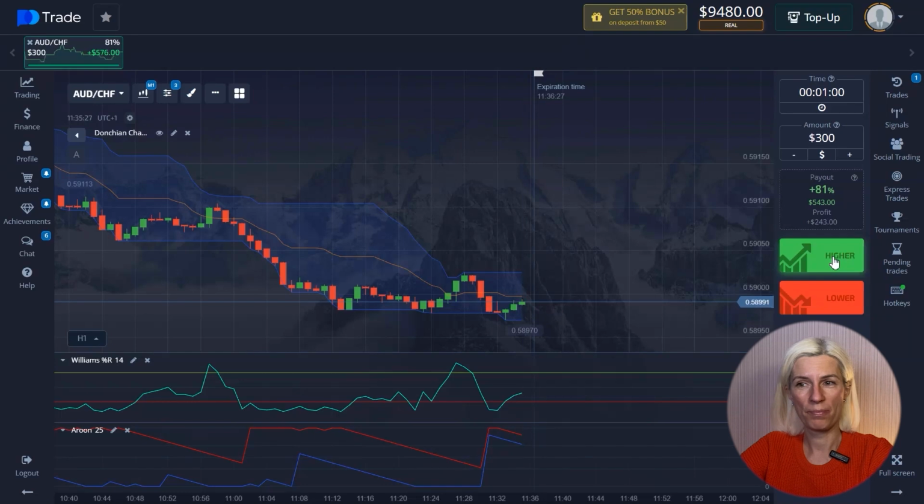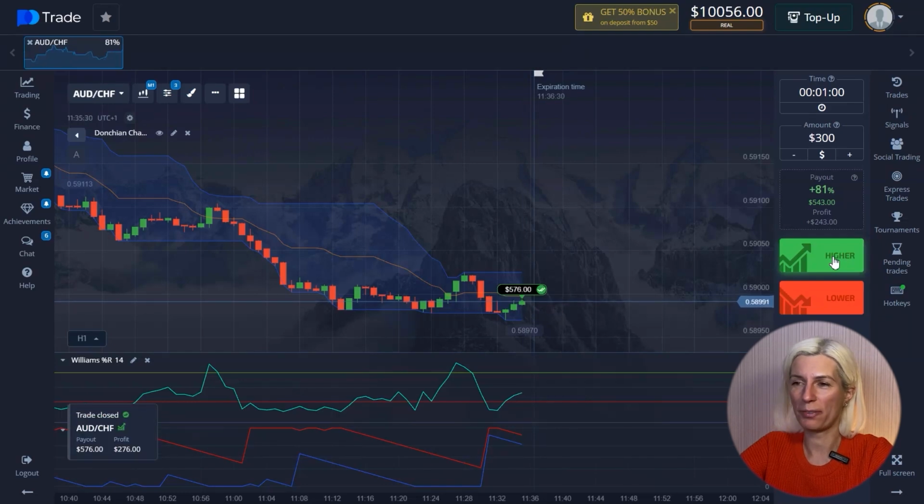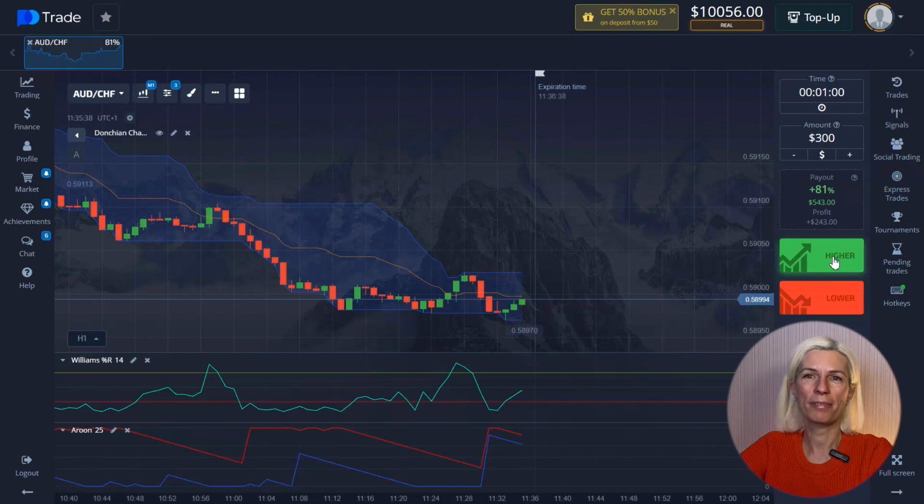And now, another trade was successfully completed and we earned another $276. This concludes the trading session, and let's have a look at the results. This time it took us 10 minutes of our time to make 6 successful trades, and we earned a $1,656 net profit. A nice result.